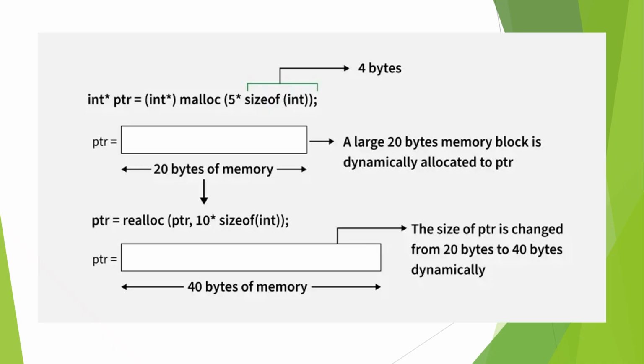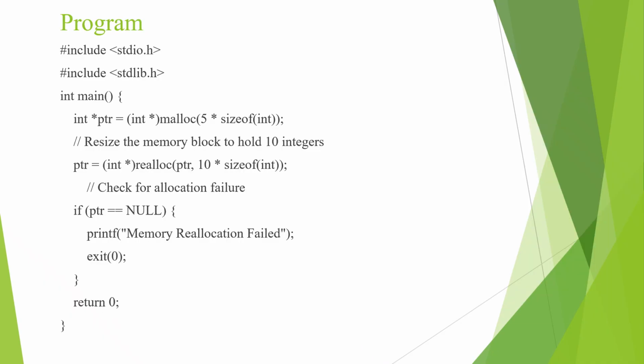How to use realloc: here also we have the syntax ptr = (int*)realloc(ptr, new size). In this example, first a 20 byte memory block is dynamically allocated to the pointer. After that the size is changed from 20 bytes to 40 bytes dynamically. So using this realloc function, we can increase our memory size from one to another. This is highly useful for dynamic arrays.